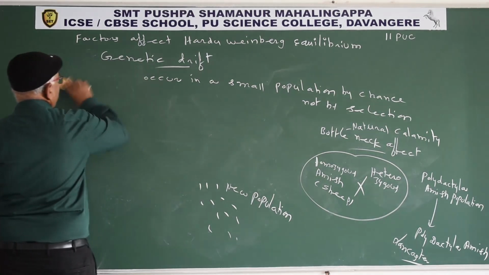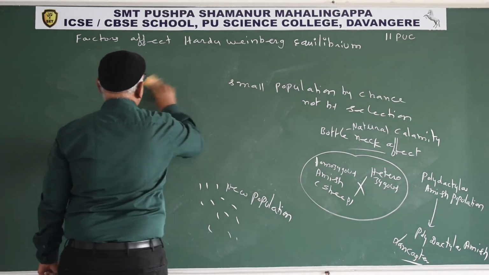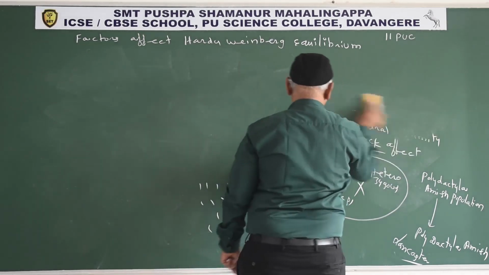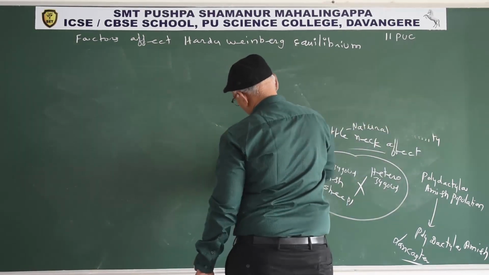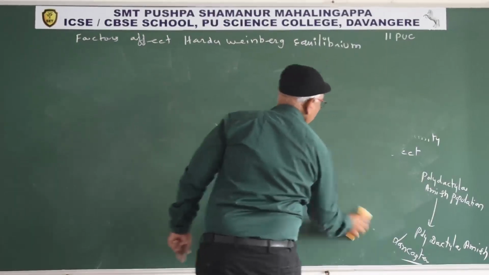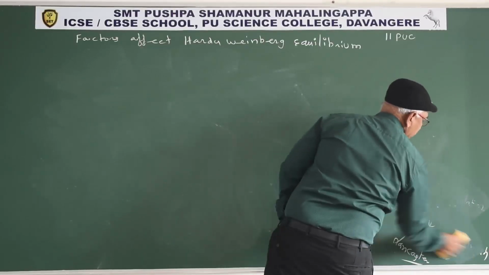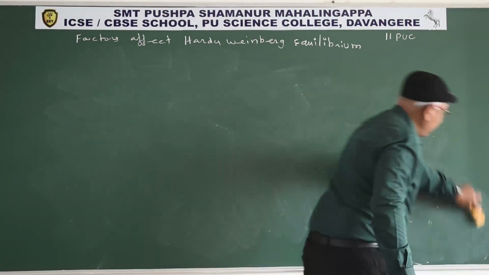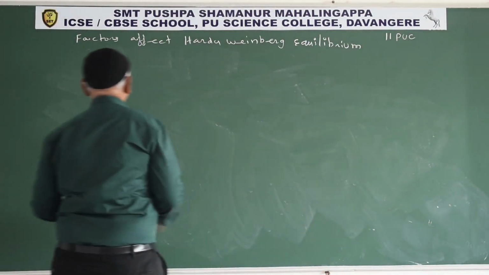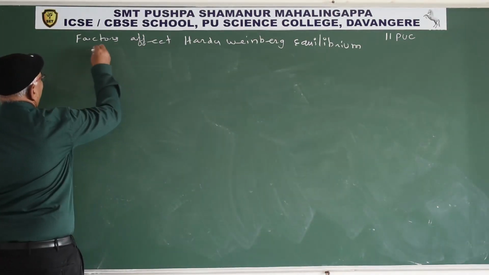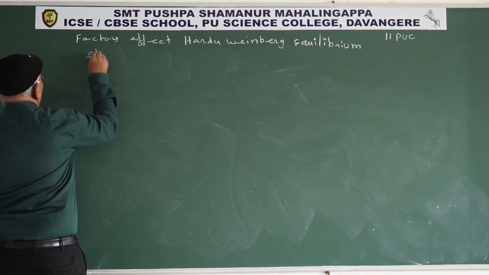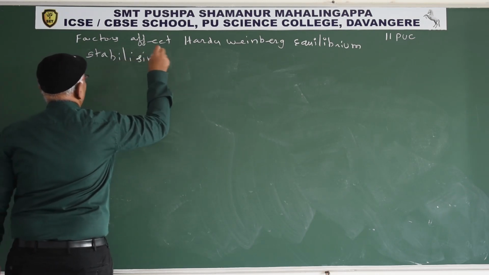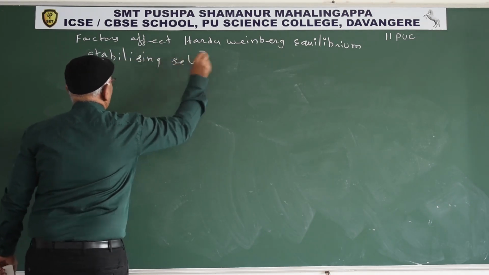Now we discuss natural selection. Natural selection is of 3 types: stabilizing selection, directional selection, and disruptive selection. Stabilizing selection.